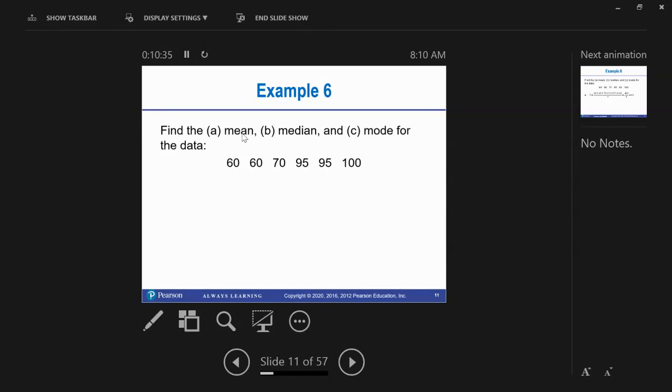When we want to find the mean, that means average. So I'm going to add all 6 numbers together, and then what do I divide by? 6, because that's how many numbers I have there. So I would pull out my calculator, and I would type in 60 plus 60 plus 70 plus 95 plus 95 plus 100, and then I would divide by 6. So that's going to give you 480 divided by 6. So that tells me my mean is 80.